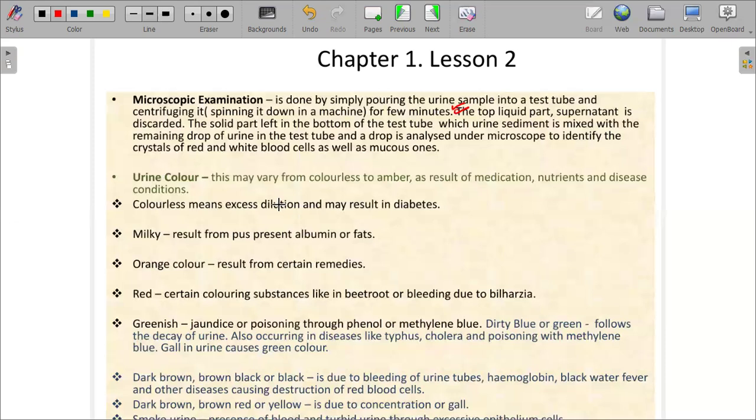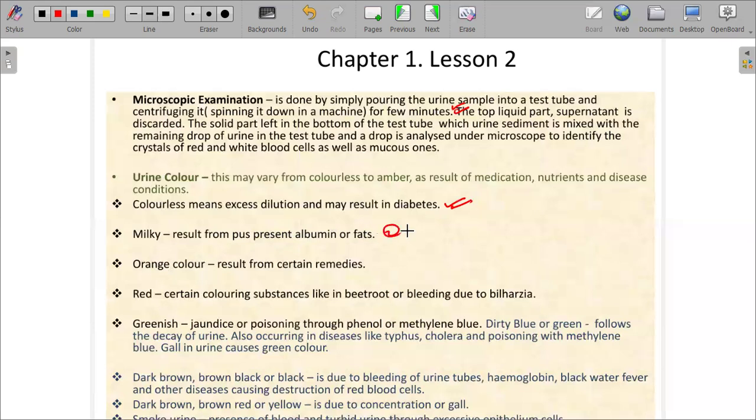So we are saying urine color may vary from colorless to amber as a result of medication, nutrients, and disease conditions that can cause the urine color to vary. One, we have got colorless, which means excess dilution and may result in diabetes. We have got milk color of urine, which results from pus that might be present, albumin or fats that can also be there.